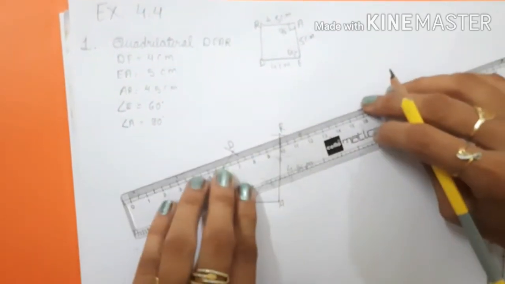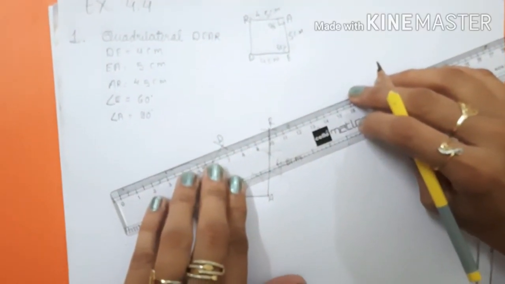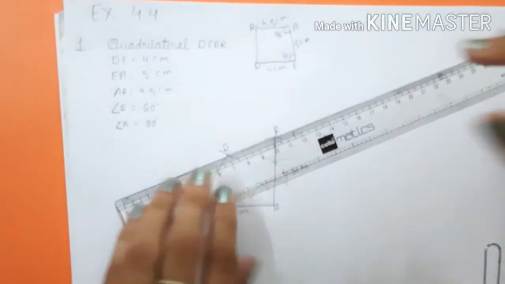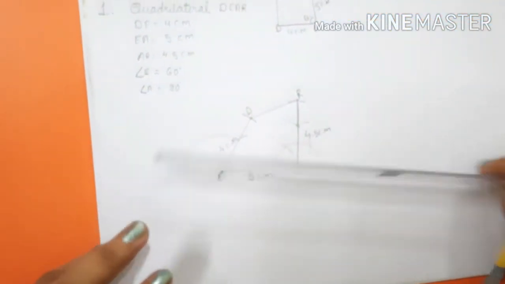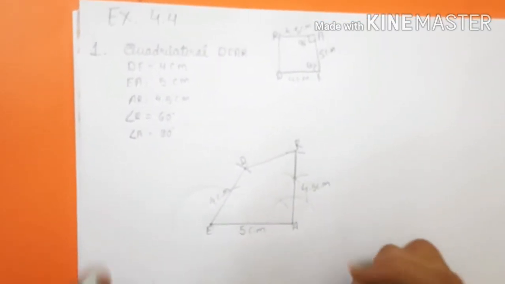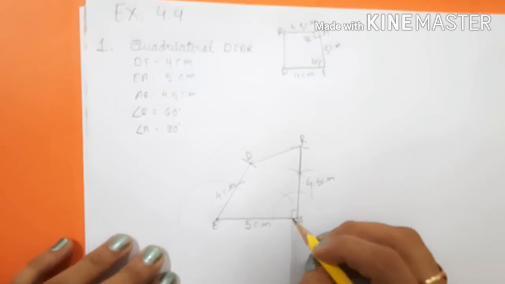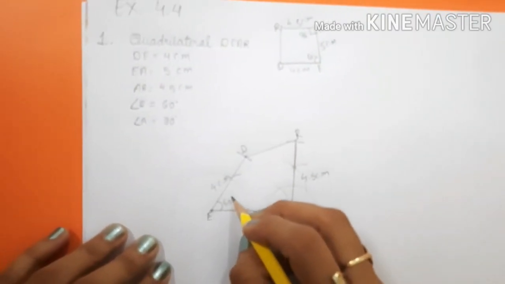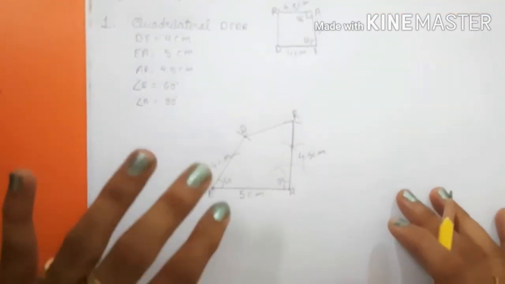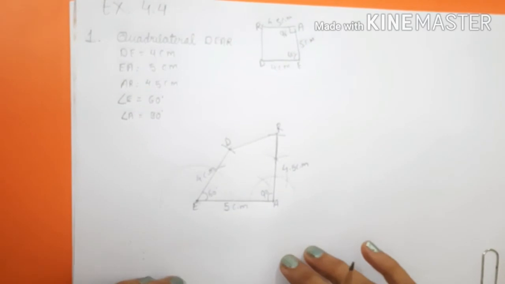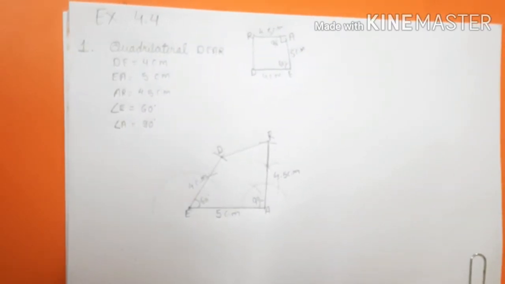Now we'll join both the points R and D. This is our required quadrilateral where 2 angles and 3 sides are given. This angle is 90 degrees. This angle is 60 degrees. When 2 angles and 3 sides are given, we have to construct like that. Now steps of construction.